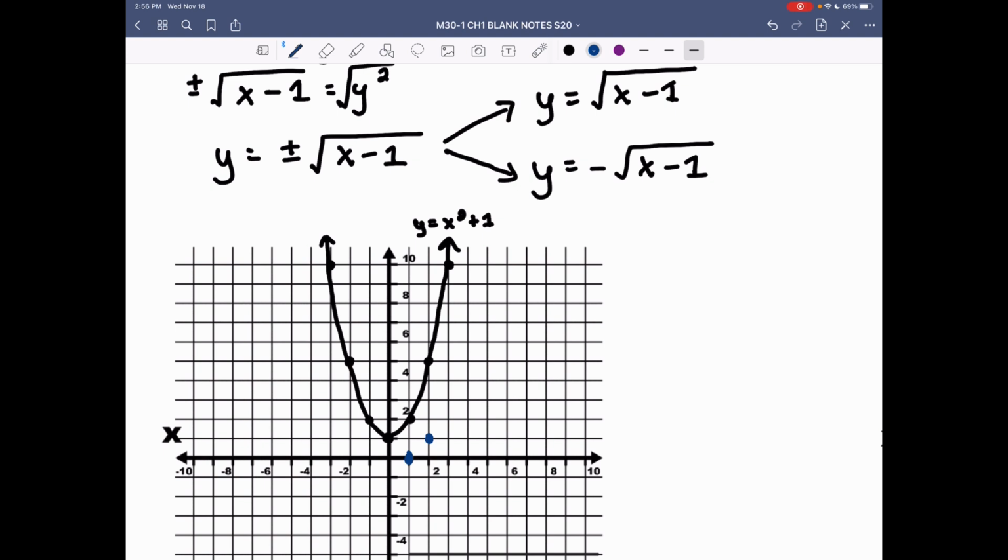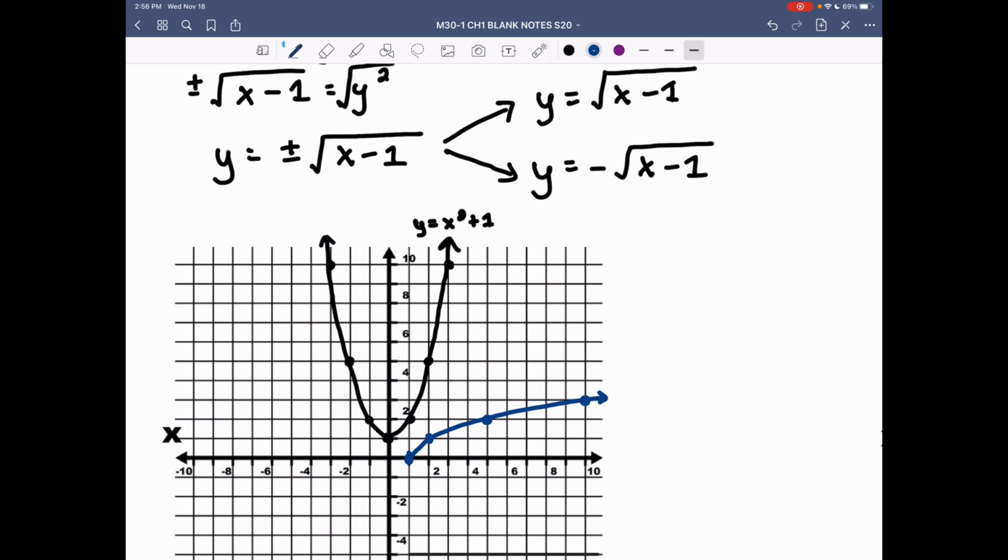Then we want the radicand to equal perfect squares. If x is 5, 5 minus 1 is 4. And the square root of 4 is 2. So I get a point at x equals 5, y equals 2. And if x is 10, 10 minus 1 is 9, and the square root of 9 is 3. So I get a point at 10, 3. I can draw that portion of the inverse.